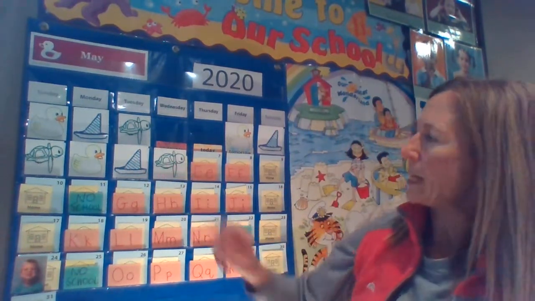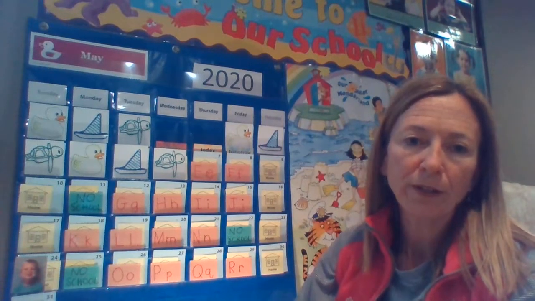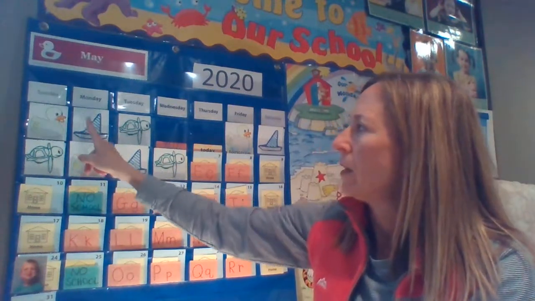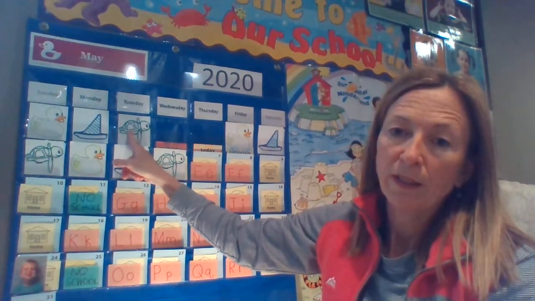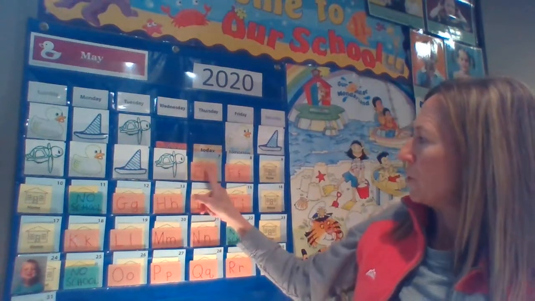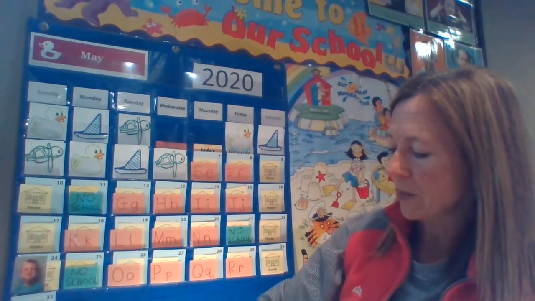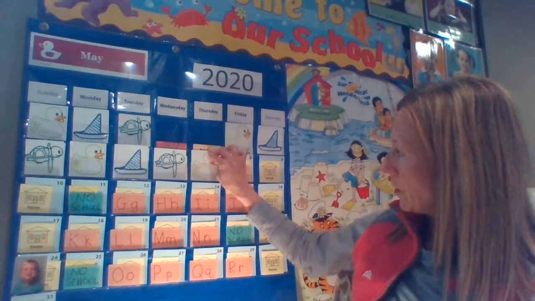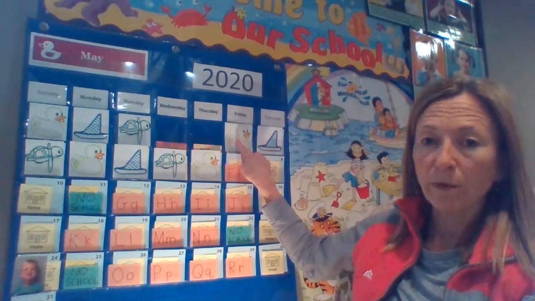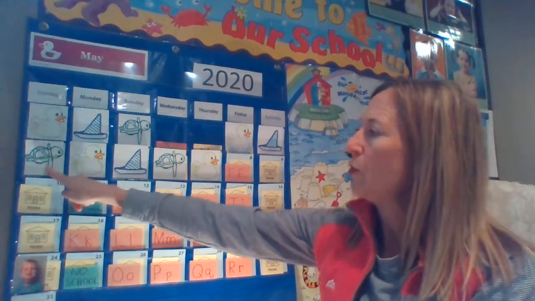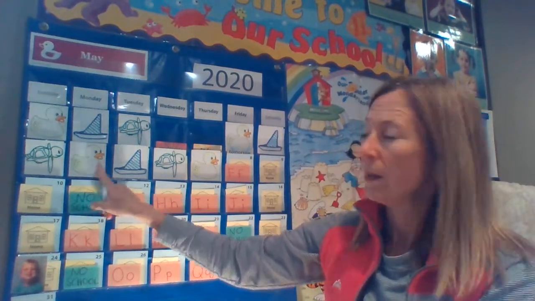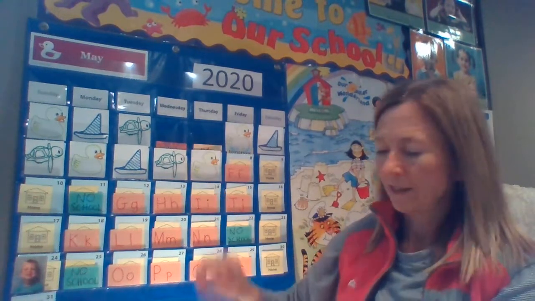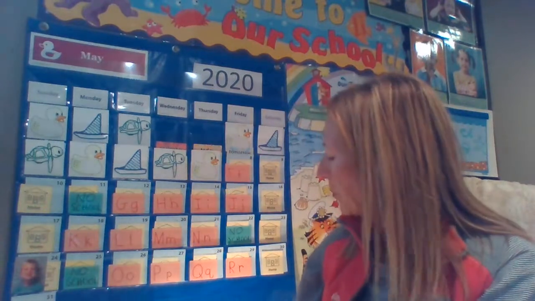What pattern piece do I need after my tub toy turtle? Remember, my pattern is an ABC pattern. I have rubber duck, sailboat, turtle. What comes after the turtle? If you said rubber duck, you are correct. We start the pattern over when we get to the turtle. Rubber duck, say it with me. Rubber duck, sailboat, turtle. Excellent job, friends.